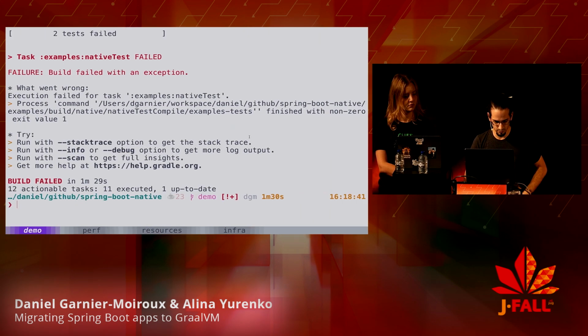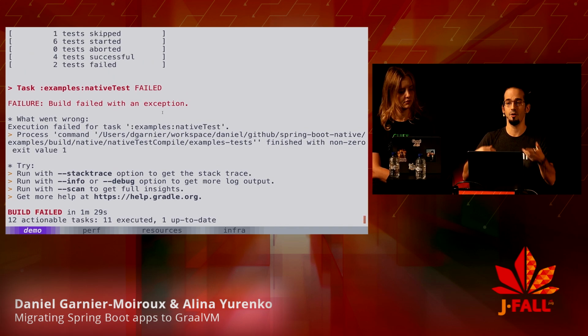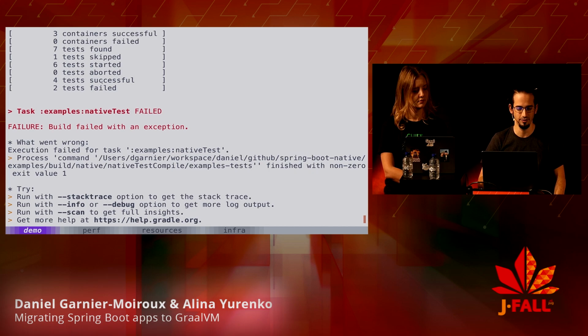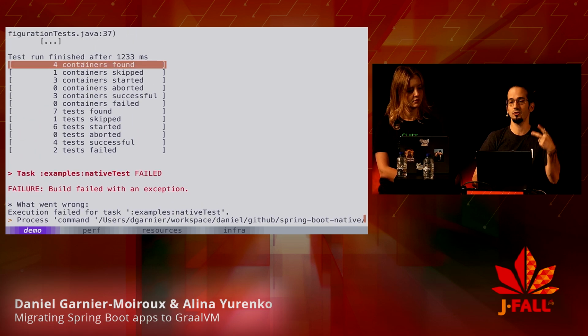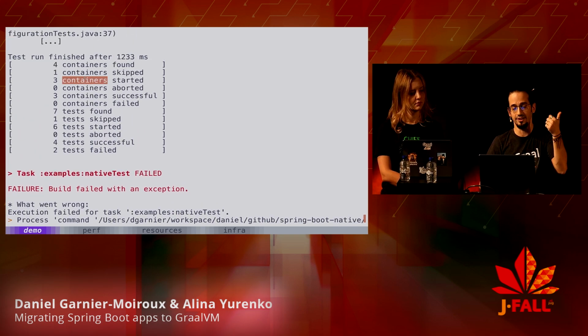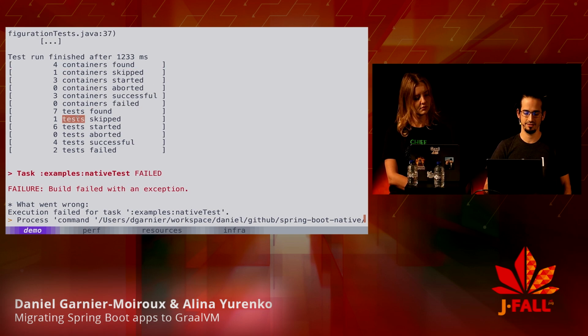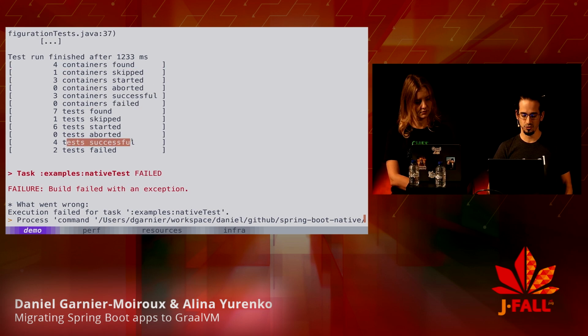So my results should be in, right? They failed because we left a thing that we knew was broken. So it found 4 containers, 4 test classes, if you will. It skipped one. The one said disabled in AOT mode. It found 7 tests, skipped 1, and then 4 tests were successful, 2 failed.